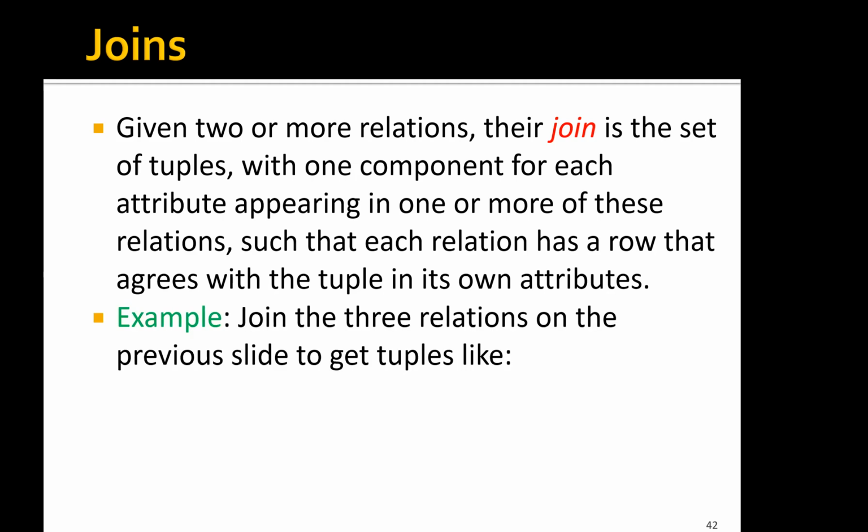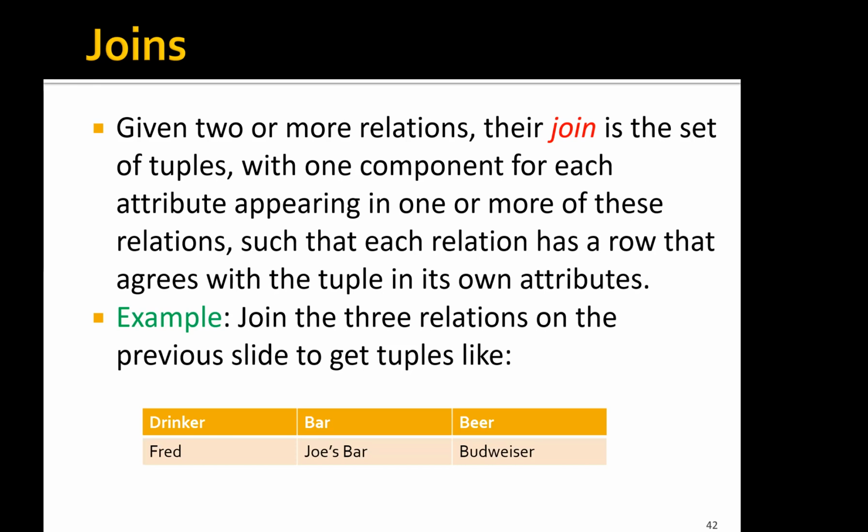So for example, we could join the three relations on the previous slide, that is likes, frequents, and serves, and you would get a tuple like this. For example, the frequents relation has drinker and bar as its columns. And if you remember, I said one of the rows is that Fred sometimes frequents Joe's bar. So you're good. You've got that tuple in these two components. And then serves relates bars and beers, and I said that Joe's bar serves Budweiser. And then finally, likes has the drinker and beer columns only, and I said that Fred likes Budweiser. So everything fits together. You would get Fred, Joe's bar, Budweiser as one of the outputs in this join.